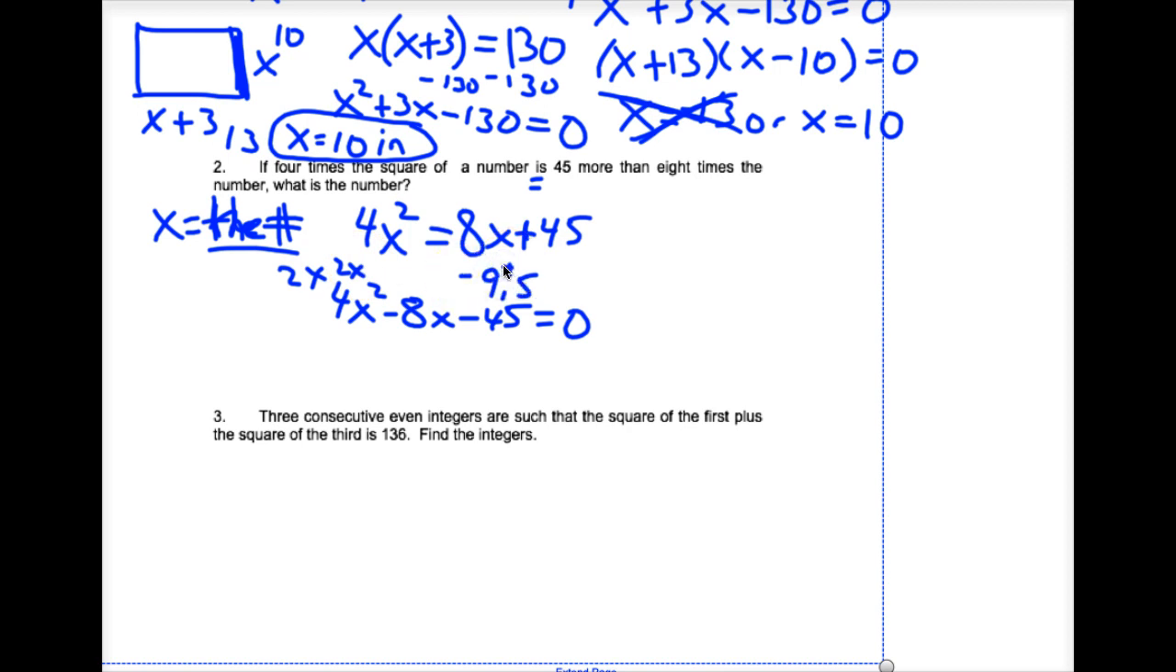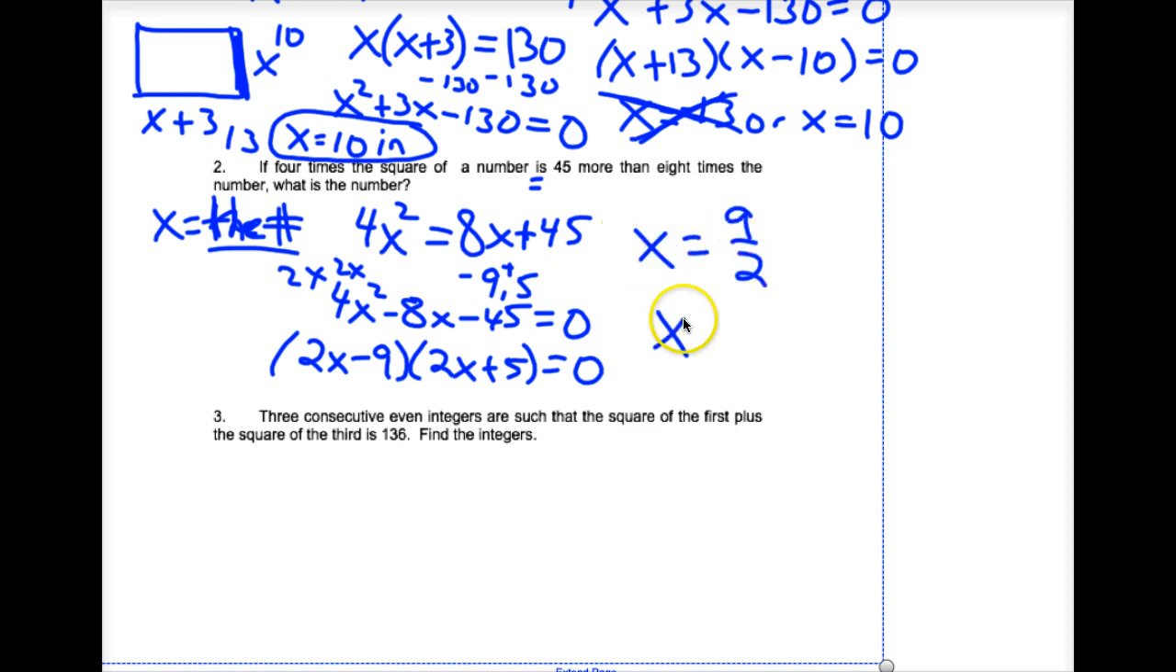Very good. Keep on. So here's how I did it, guys. I saw 18 and 10. If I subtract them, they make 8. And then I looked at the signs, and I knew that 18 had to be negative because the 8 has to be negative. So I'm going to go 2x minus 9 times 2x plus 5. If I do FOIL on that to check it, you will get the 4x squared minus 8x minus 45. So that means x equals 9 halves, or x equals negative 5 halves.